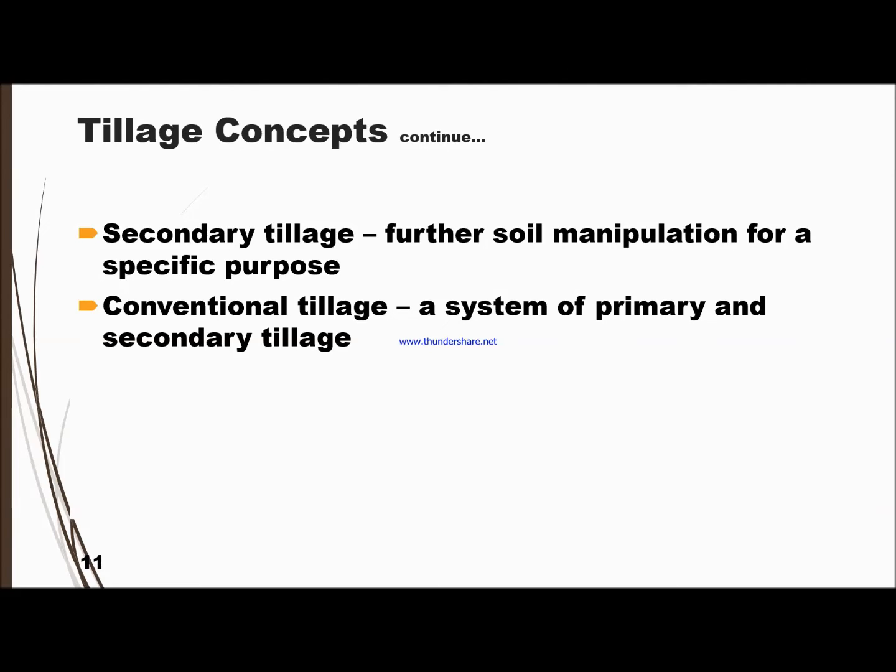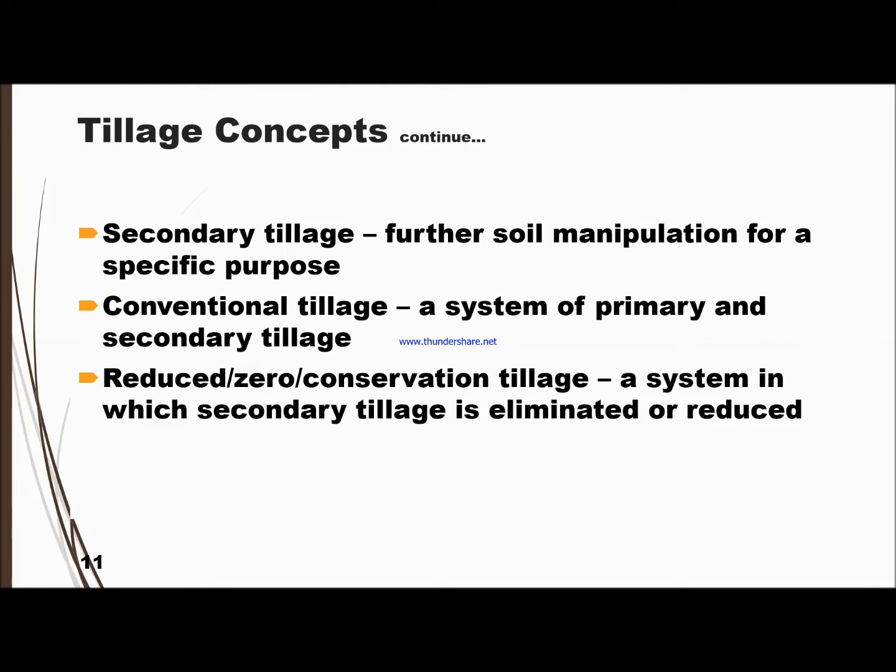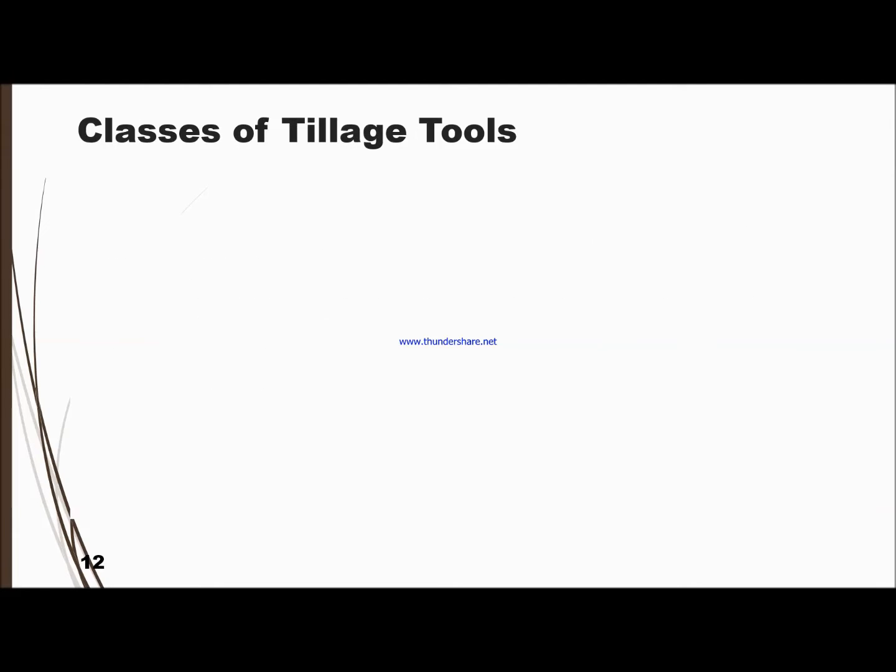In contrast with the other two, we have another term, conventional tillage, which is basically a system of primary and secondary tillage combined. In this stage, normally we are talking about the rotavator. Then conservation tillage is a system in which secondary tillage is eliminated or reduced. So here we are talking about the no-till tillage concept.